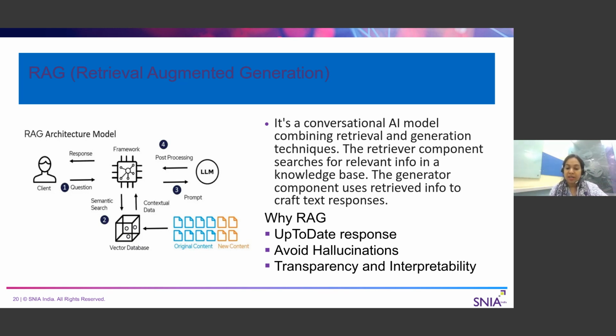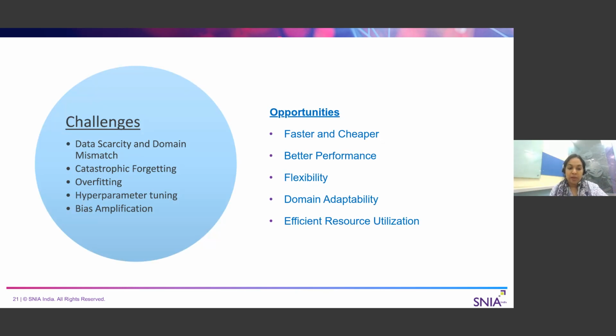So this is how RAG works. And why do we want to use RAG? Because, as I said, it is up to date with responses, because you keep adding new content which is only relevant for your domain. It avoids hallucinations because we are not doing any scrutinizing with the original content. Also, there is a high level of transparency and interpretability. So these are the two main ones. There are many more, but currently these two are used in a lot of the use cases which I've discussed before.